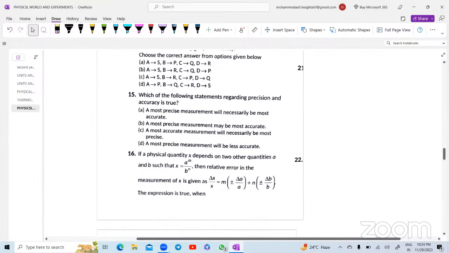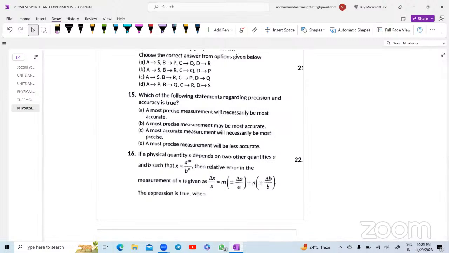Now look at question number 15, beta, once. Can anyone see question number 15? Which of the following statements regarding the precision and accuracy is true? This question was given last year. See, a measurement is said to be more accurate when it has lesser value of relative error. However, a measurement is said to be more precise, meaning what? When it has very lesser value of absolute error. That means measured by an instrument, it has to have a very small least count. So from both the statements, we can conclude that the most precise measurements may be most accurate, but not necessarily, and vice versa, it should not be true basically.